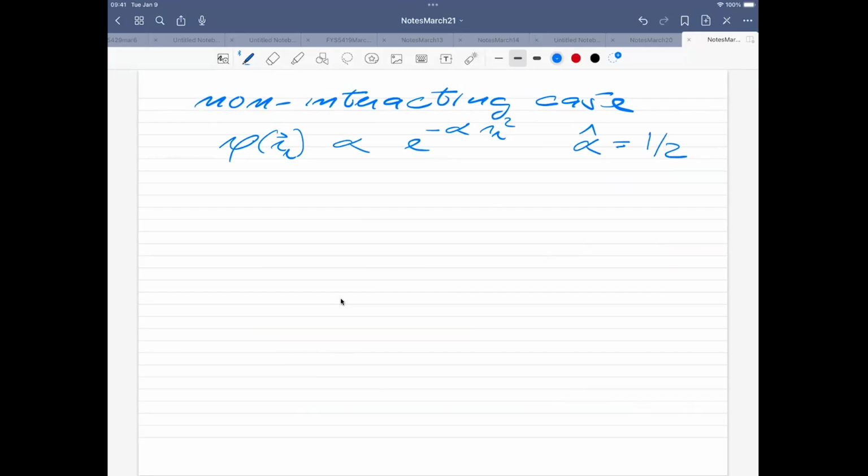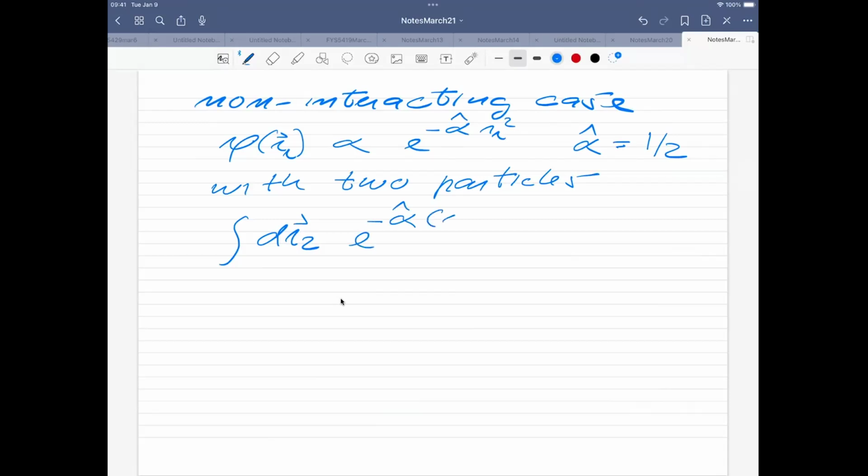So that means that if I have, let's say, two particles only, what you need then to integrate is a d of r_2 in 2 dimensions. And then it will be e to the minus alpha hat, and then we have r_1 squared plus r_2 squared. And since this is squared, there is a factor of 2 here. Okay? So this is the integral we need to evaluate.